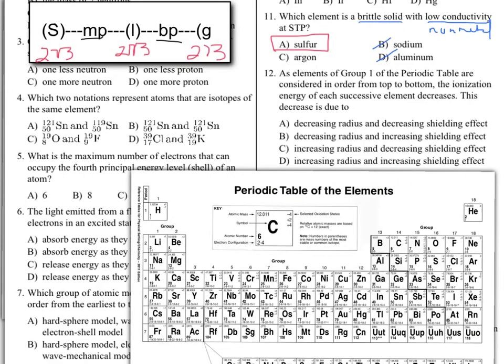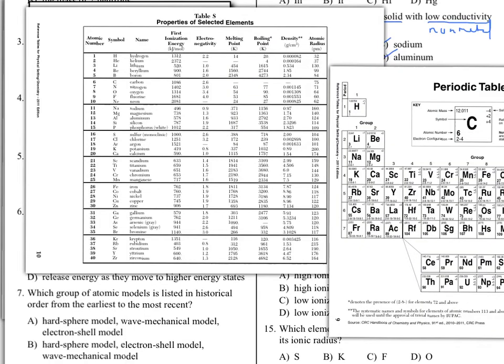Question 12 is a periodic trends table that asks to explain the trend for ionization energy. So the reason why the ionization energy decreases is related to the radius and the shielding effect. First, let's look at the radius, as that is found on reference table S. So when we use our reference table, we'll find group 1 here in the first column. We'll mark and look at what happens with the atomic radius as we go down the group.